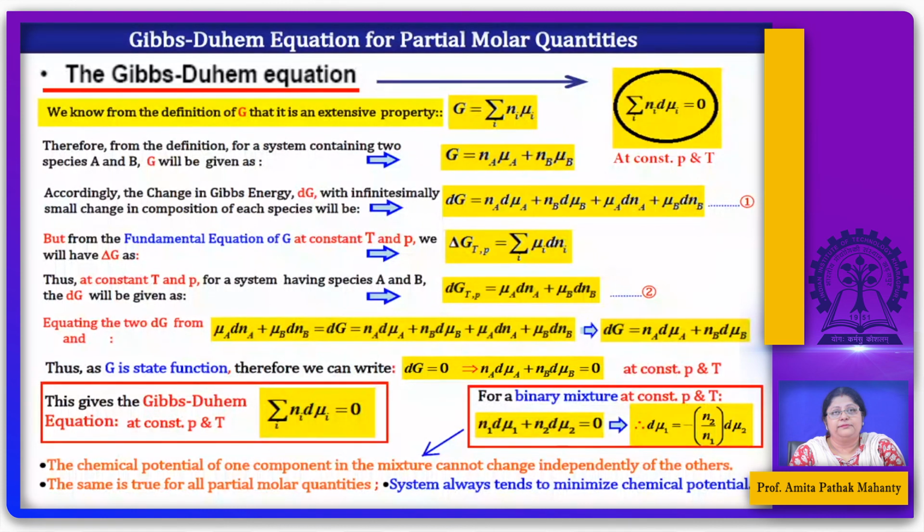Since G is a state function at constant temperature and pressure, we can say delta G equals 0 at equilibrium. So what I get is the number of moles of A into the change in chemical potential of A plus the number of moles of B into the change in chemical potential of B equal to 0. Yeah, ma'am. Okay, so that is what the Gibbs-Duhem equation is.